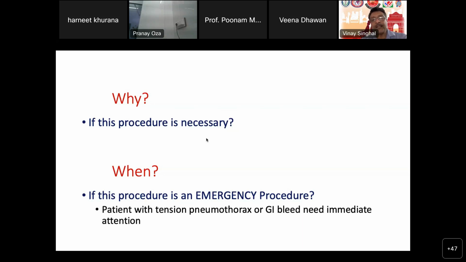If this procedure is an emergency procedure, for example if the patient has a pneumothorax, tension pneumothorax, or GI bleed, these patients require immediate attention. So here there is no question of delaying the procedure or doing it afterwards. It's a life-threatening emergency, and you need to plan the procedure according to the need of the patient. So, why and when. Next slide.